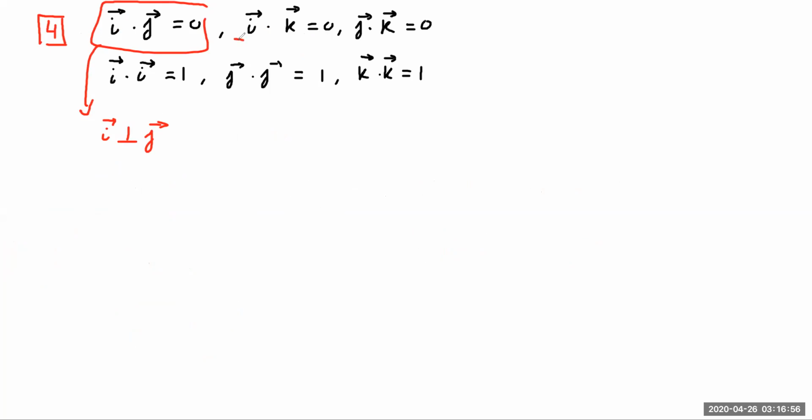The same for the others here. I is orthogonal to K, J is orthogonal to K. But if I take I and I, the dot product will be the length of I to the power 2, so it's 1. Also for J, also for K.